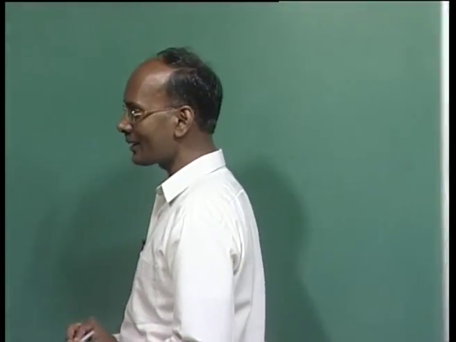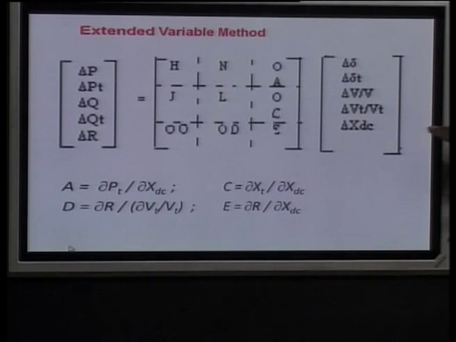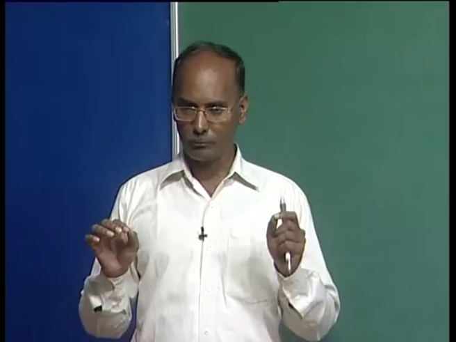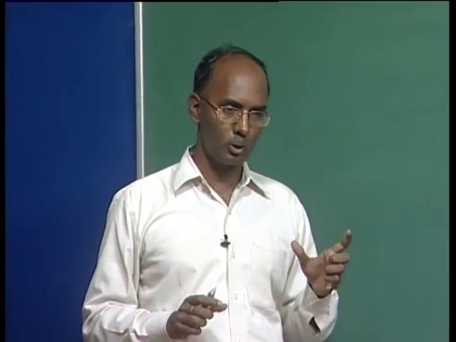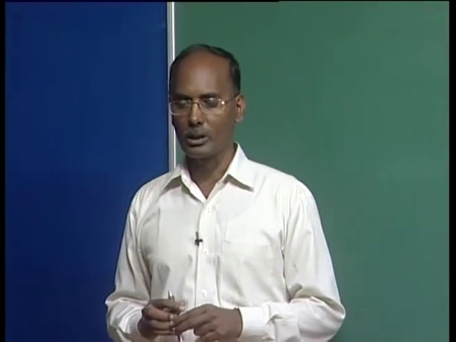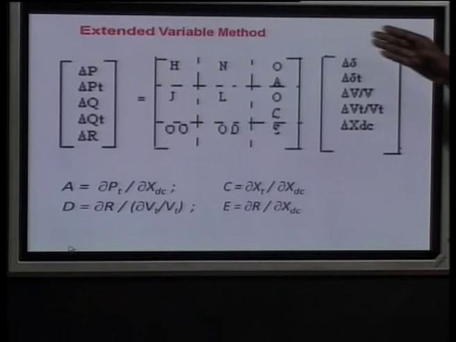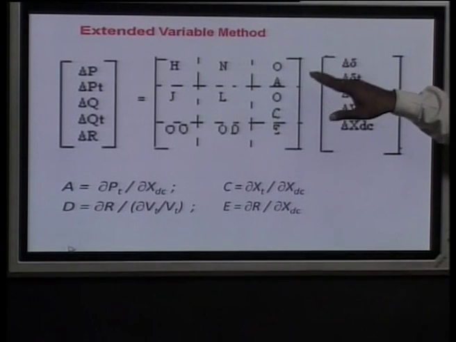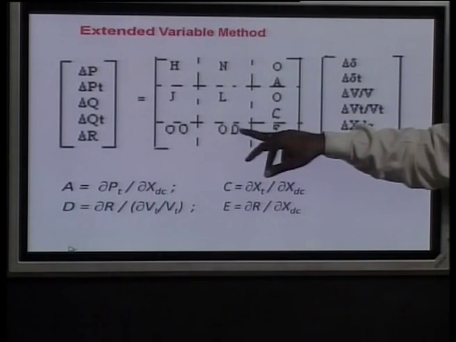Also, we saw this x DC has a total of 7 variables, and out of that we have to specify 4 variables, and that will decide your control mode, and 3 variables we are going to determine through this extended variable method, or whatever you can say, the load flow method. The elements corresponding here are the various elements A, C, D and E.